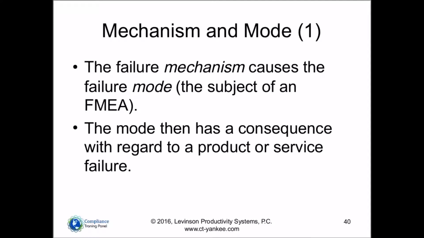Okay, mechanism and mode, these are important concepts in FMEA. The failure mechanism is what causes the failure mode, which is the subject in FMEA, and the mode then has a consequence with regard to product or service failure. As an example, suppose a part breaking; that would be the failure mode, which then has a consequence to the product. The mechanism could be something like corrosion or cyclical fatigue failure in the part. That's the mechanism that causes the failure, and the failure mode is what then has the consequence to product quality.